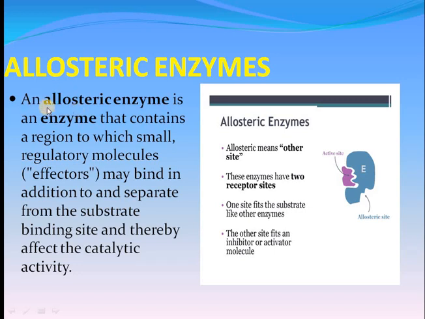Now we will read from the slide. An allosteric enzyme is an enzyme that contains a region to which small regulatory molecules, now these small regulatory molecules means effectors, may bind in addition to and separate from the substrate binding site and thereby affect the catalytic activity.